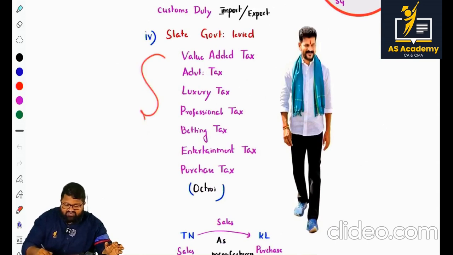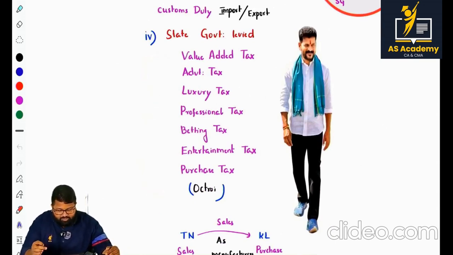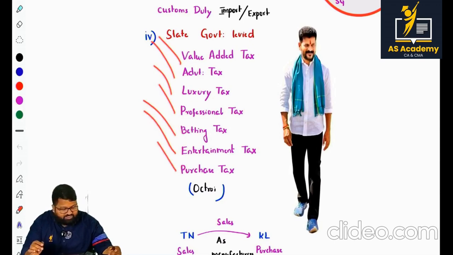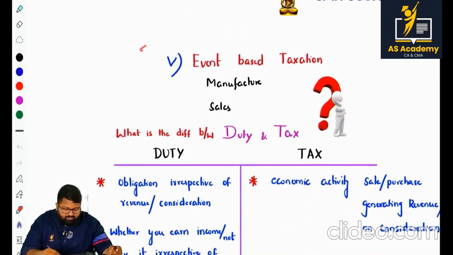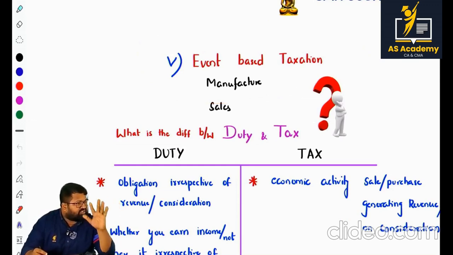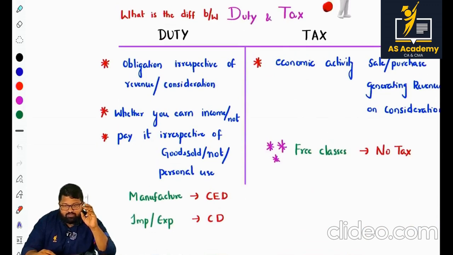What are the state levies collected by the state government? Value added tax, advertisement tax, luxury tax, professional tax, betting tax, entertainment tax, purchase tax. Next, what is the basic theme of indirect tax? Event. What is the event? Manufacture, sale, imports. When these events occur, there is a levy of indirect tax.